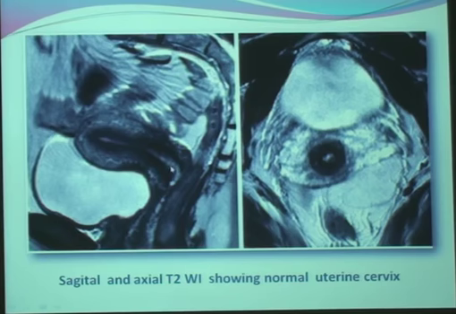The innermost hyperintense signal we can see here is the mucus and the mucosa. The low-intensity signal we can see here is the cervical stroma, and the outer layer is the muscle layer.